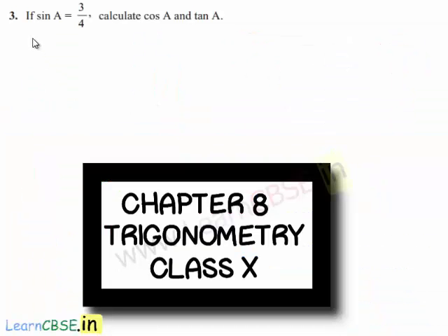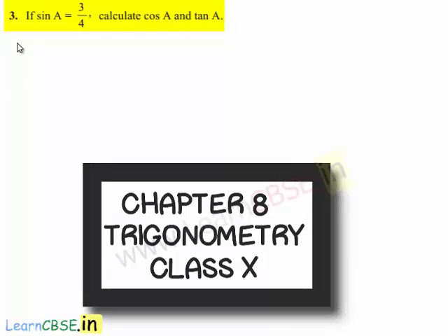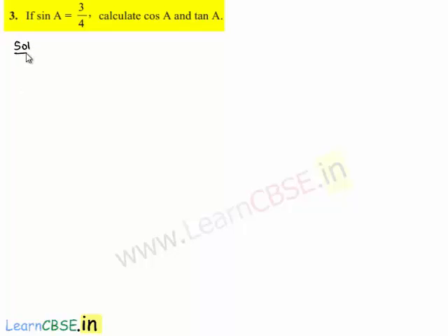Moving on to the third sum. If sin A is equal to 3 by 4, calculate cos A and tan A. Now moving on to the solution. We are given the value of sin A, that is 3 by 4, and asked to find the value of cos A and the value of tan A.